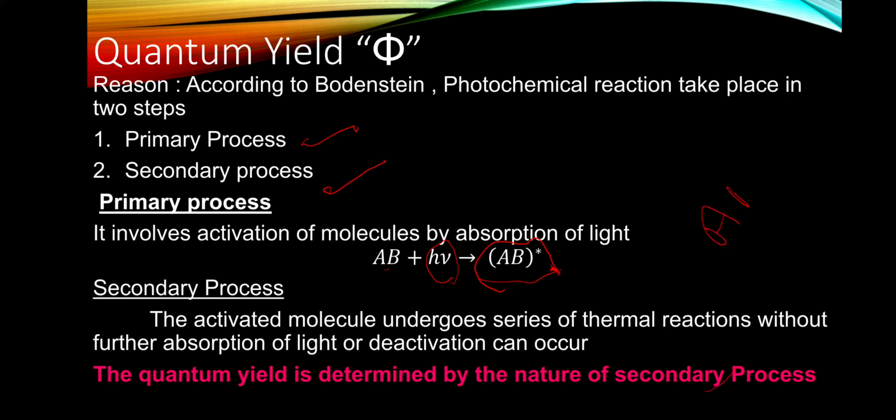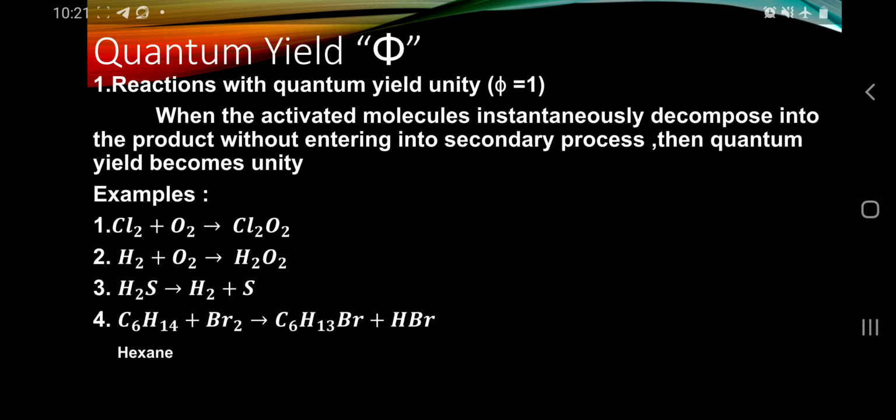If AB asterisk is converted directly to the product, it will result in quantum yield 1. But if it deactivates back, then when 10 molecules absorb, maybe only 2 will be converted to the product, and 8 will come back to the reactant. In some cases the activated molecule will initiate the reaction, and more products will also be formed. So one case is reactions with quantum yield unity. There the activated molecule instantaneously decomposes into the product without entering the secondary process.